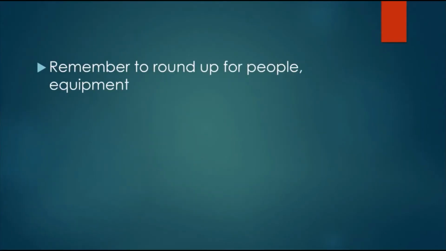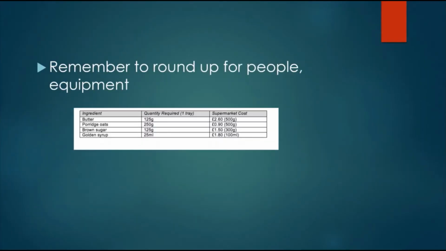Remember to round up for people and equipment. For example, in the example below, you might be asked to calculate 750 grams of butter and how much that would cost. Well, you know the packet is 500 grams and 750 means 1.5 of that packet. But you would still have to buy 2 packets, you can't buy 1.5. So you would have to round up 1.5 packets to 2 to get the right number.